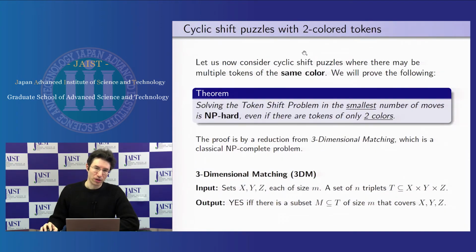All right, now let's move on to puzzles where tokens may have the same color. And here we have this hardness theorem, where we're looking for the smallest number of moves from an initial configuration to a final configuration. And this problem is NP-hard, even if there are only 2 colors of tokens. We reduce from the classical 3-dimensional matching, where we have 3 sets of the same size m, and then we have n triples of elements from the 3 sets. And we look for a subset of the triples that covers the 3 sets exactly. So it has to have size exactly m.